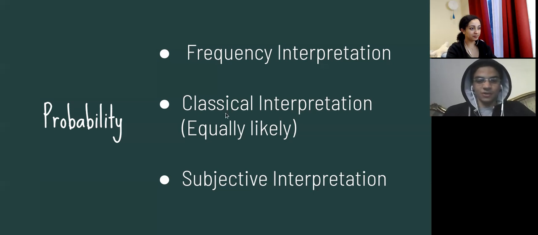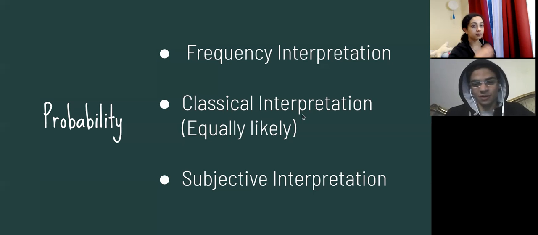The second one is the classical interpretation, and this depends on the idea of equally likely things. So, for example, again, throwing a die. When I say that every face has equal probability, what I mean is that they are all equally likely, so I expect to see them with the same chance.